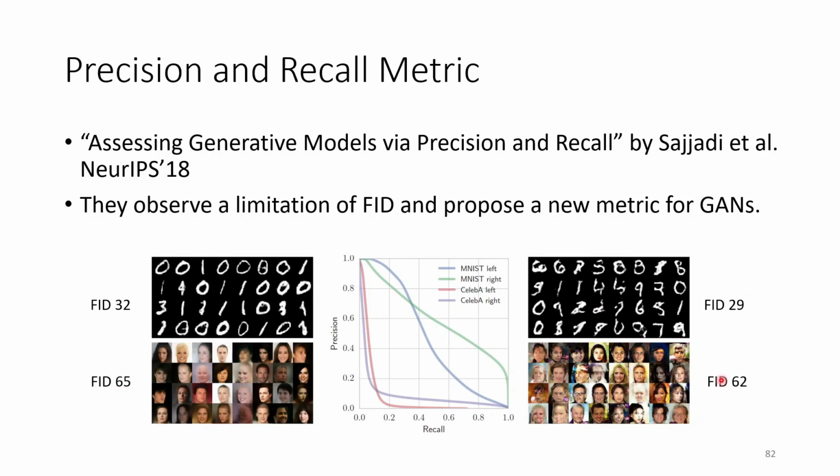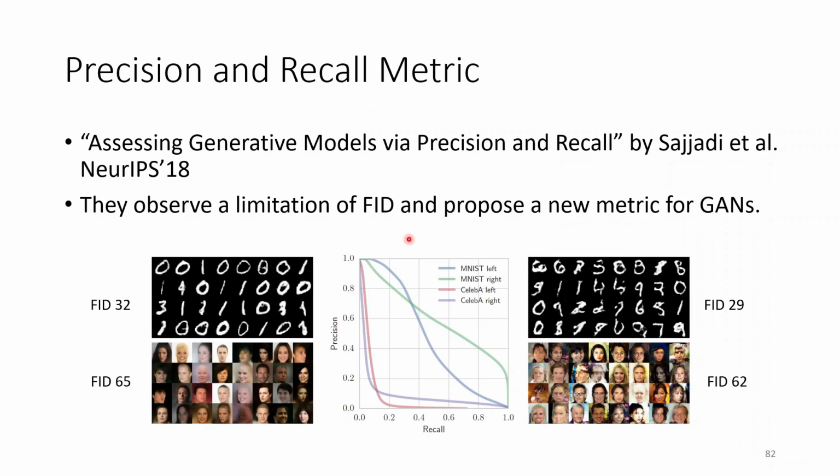And for this set of face images, the FID value is 62. We usually say the lower the FID value, the better the quality. But in this case, this group of images is better than this one. So the precision and recall metric wants to address this problem.